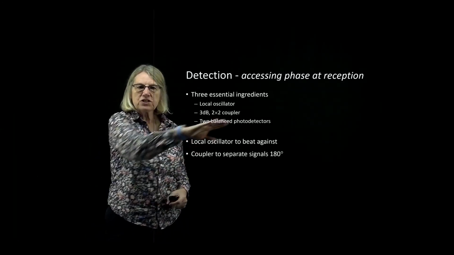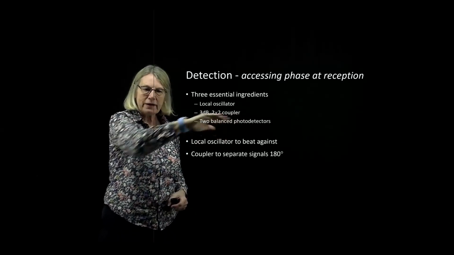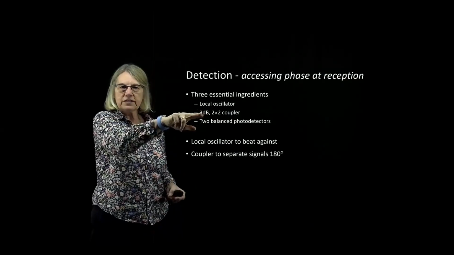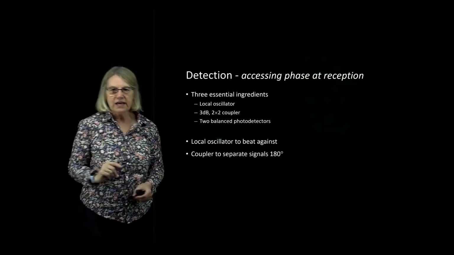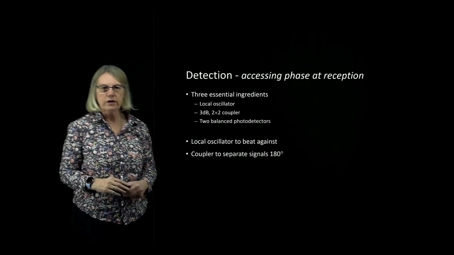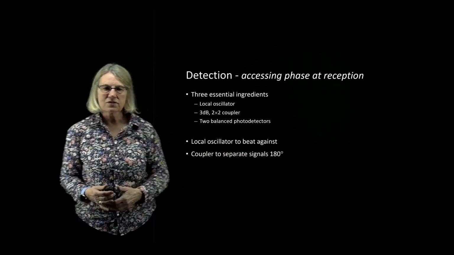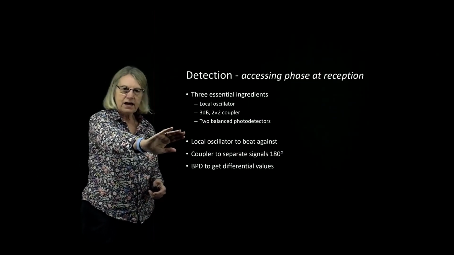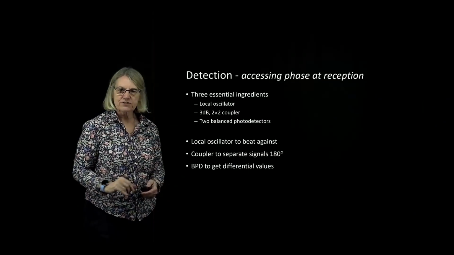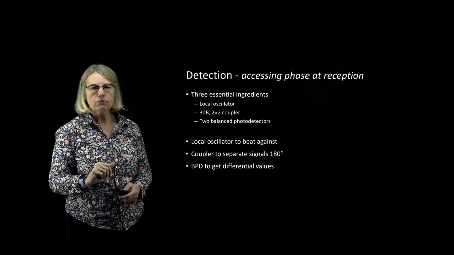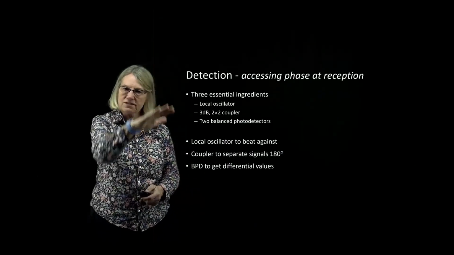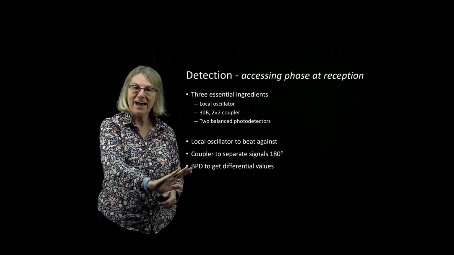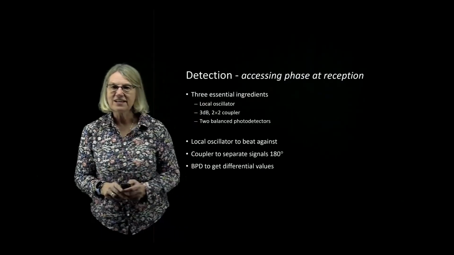I'm going to use a 2x2 coupler, a 3 dB 2x2 coupler, and I'm going to use this not just to equally divide power between the outputs, but also to separate signals with a 180-degree rotation. And then finally, I'm going to be using balanced photodetectors to get a differential value. So let's see how these three essential ingredients are used to actually access the phase at the receiver.